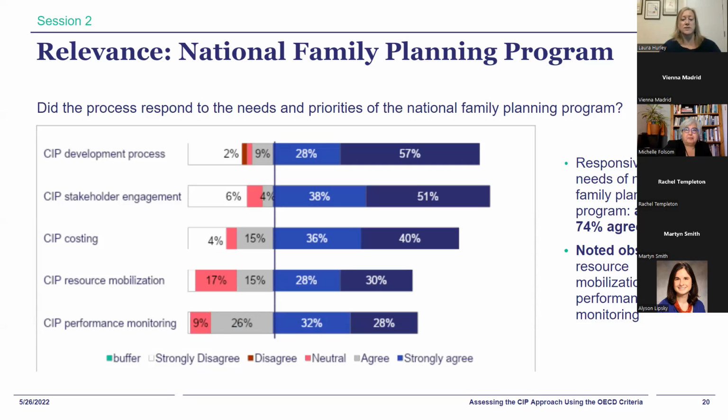As mentioned, we defined relevance as the extent to which CIP processes responded to the country's needs. In this first slide, we see that the survey respondents found that CIP processes responded to the needs of the National Family Planning Program with an average of 74% agreement. However, CIP development, stakeholder engagement, and costing were deemed more relevant, while resource mobilization and performance monitoring were deemed less relevant. Next slide.